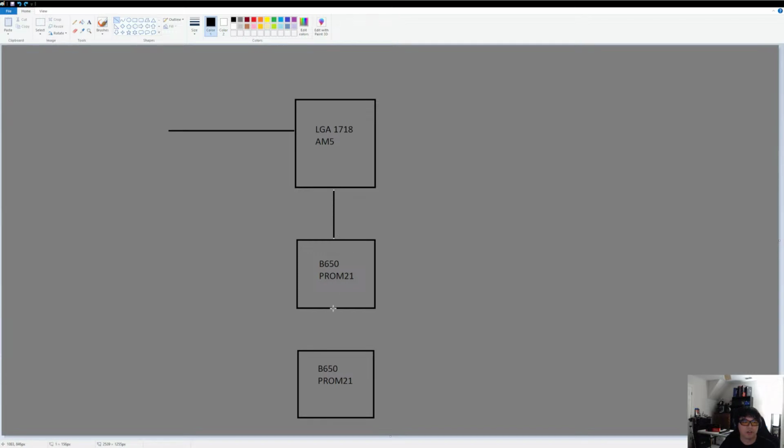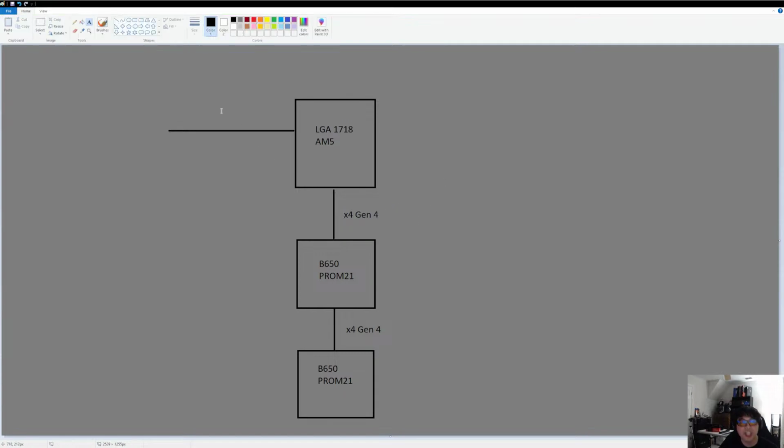These are wired via daisy chain. Daisy chain just means that they're tied together on the uplink. So this is going to be 4 lanes of Gen 4. Again here, 4 lanes of Gen 4.